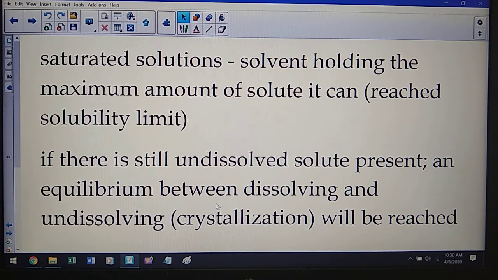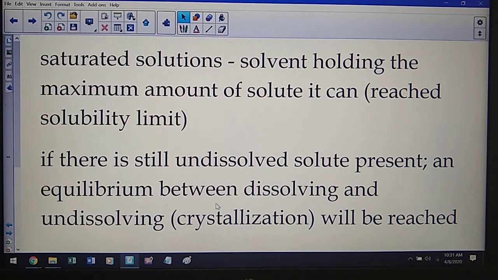So if you are able to hold 50 grams of sugar and you are currently holding 50 grams of sugar, you are full. You're holding the maximum amount of solute you can. You are saturated. Saturated means full. So if I try to dissolve in 50 grams, everything will dissolve. But if I try to dissolve in, say, 60 grams, I'm going to have some settle to the bottom. I'm going to have some undissolved.